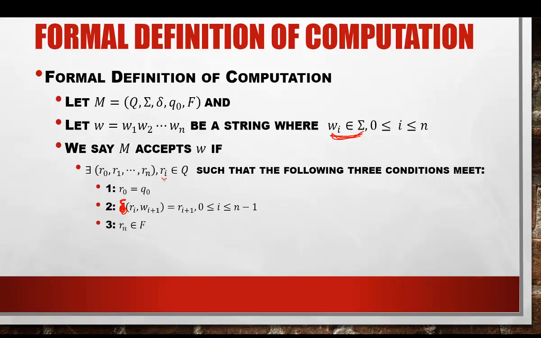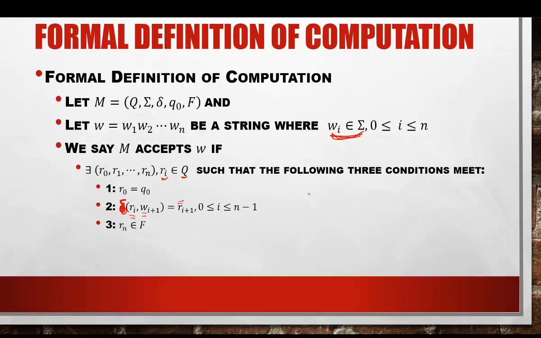So each R sub i is a state which belongs to Q. If we can put together a sequence of these that satisfies these conditions: the first state is the start state, and the last state is a member of the set of accept states, meaning that we start from the start state and we end up in one of the accept states. And we use the transition function to move from one state to another. So if the current state is R sub i, and the symbol we're reading is W sub i plus 1, we go to state R sub i plus 1.